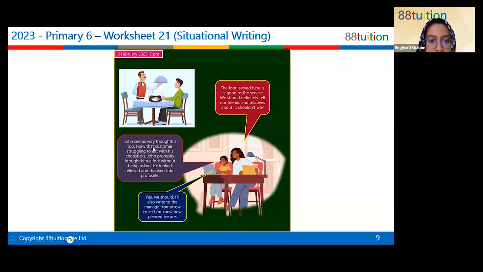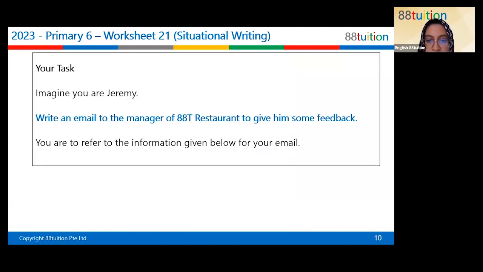And then Jeremy mentioned, "John seems very thoughtful too. I saw that customer struggling to eat with his chopsticks. John promptly brought him a fork without being asked. He looked relieved and thanked John profusely." So he's very attentive to details. Okay, so then he said, "Yes, we should. I'll also write to the manager tomorrow to let him know how pleased we are." So if you see something nice also, you can just let them know, so they'll be happy about it as well.